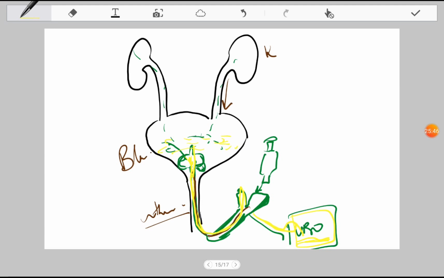So this is a 2-lumen catheter. Suppose it had 3 lumens, 1 lumen would give the irrigation solution, and the rest of the procedure is the same. The difference is that the irrigation solution will be retained for some time and then drained out, and this is the balloon inflation port to inflate this balloon.